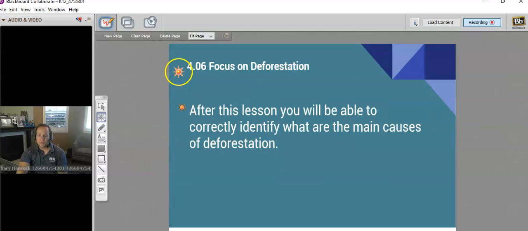Okay, so as we're moving on to 4.06, it's called a focus on deforestation. So we're going to talk about why and the ways the Amazon rainforest is going away. It says after this lesson you'll be able to correctly identify what are the main causes of deforestation.